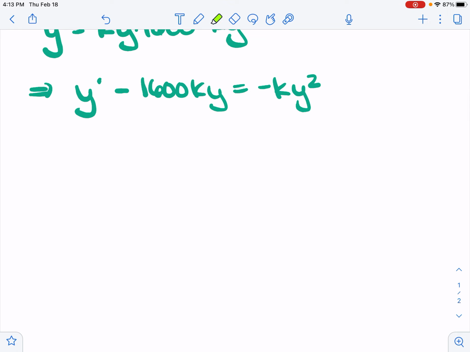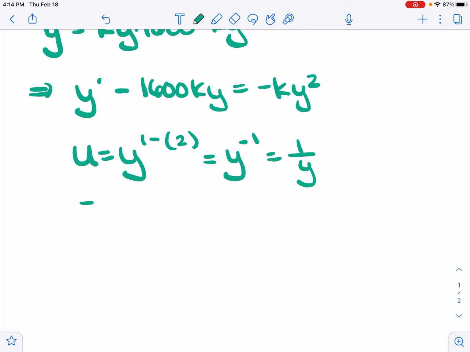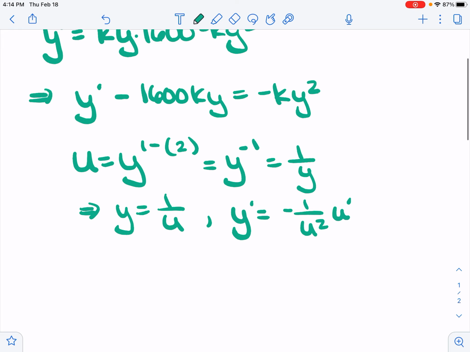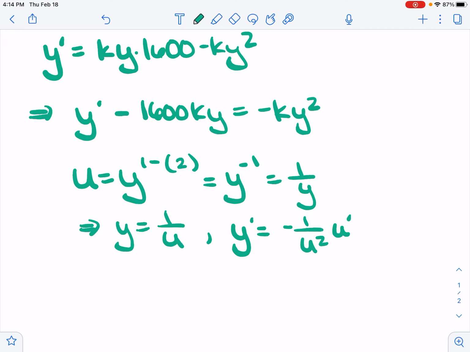Now remember, for the Bernoulli transformations, we're looking at the power of y here. In this case, it's a positive power, and our transformation is u equals y to the 1 minus that power. So in this case, it's u equals y to the minus 1, or u equals 1 over y. That means y equals 1 over u, and y prime equals minus 1 over u squared times u prime. Remember, the u prime comes from the chain rule, and when we do this Bernoulli transformation, we always have that piece. So we start replacing things in our differential equation.